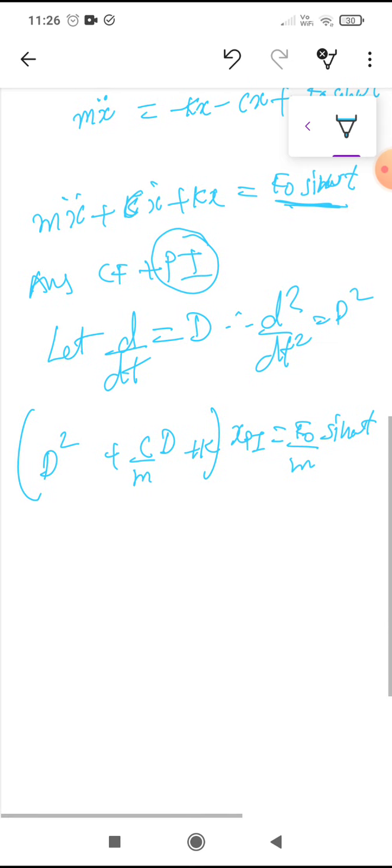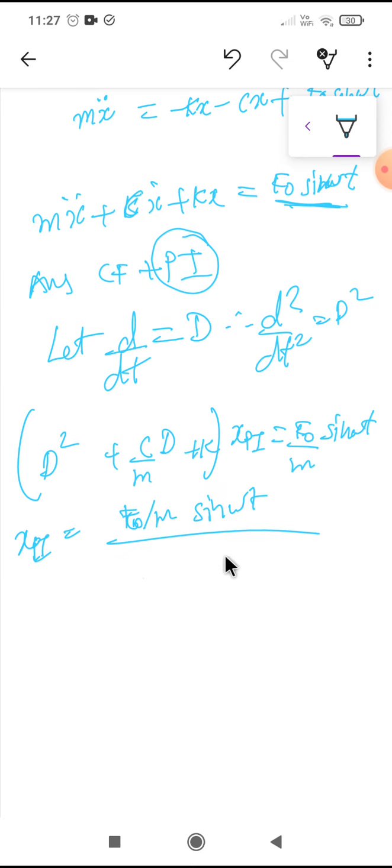So I will make x as a subject, so I will get x_pi is equal to F0 by m sine omega t divided by D square by c by m D plus, sorry, k by m here, so plus k by m. So this is the value of x_pi. Now see, all the terms have some meaning. That is F0 is force, m mass, c, but D is just an operator. It is d by dt.